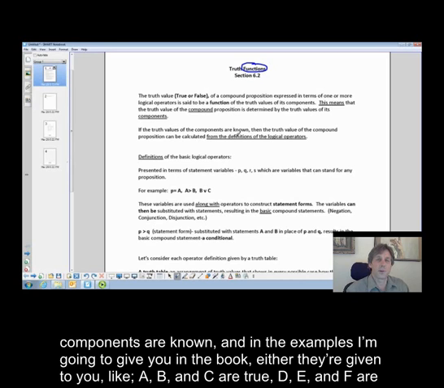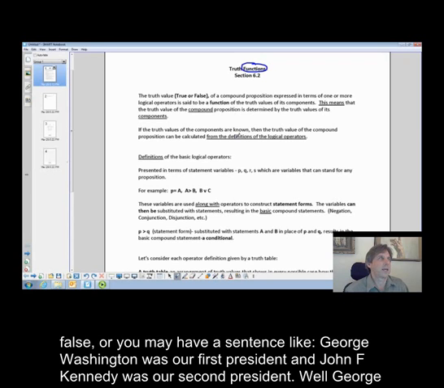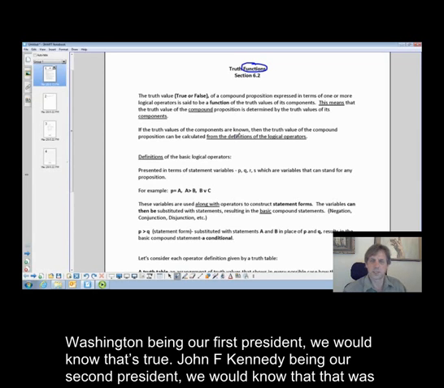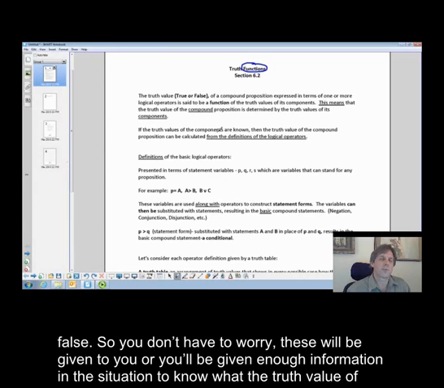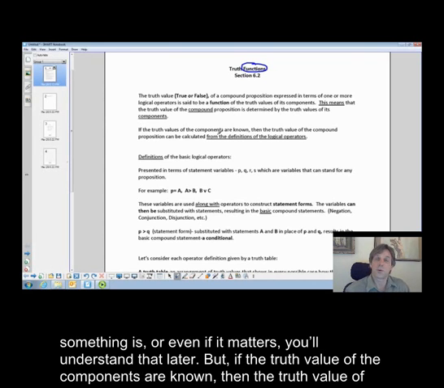And the truth values of the components are known. In the examples I'm going to give you in the book, either they're given to you, like A, B, and C are true, D, E, and F are false, or you may have a sentence like George Washington was our first president and John F. Kennedy was our second president. Well, George Washington being our first president, we would know that's true. John F. Kennedy being our second president, we would know that was false, right? So you don't have to worry. These will be given to you, or you'll be given enough information in the situation to know what the truth value of something is, or even if it matters.